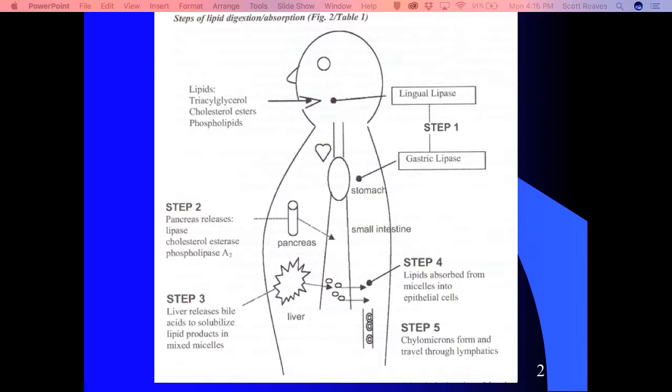And this actually came out of a medical biochemistry class, out of a textbook for that. And this is the 5 steps of lipid digestion and absorption, if you want to put that in your notes. Okay, we're going to say step 1 involves lingual and gastric lipases.